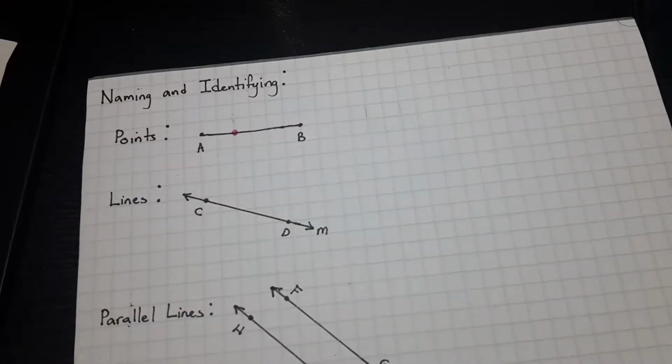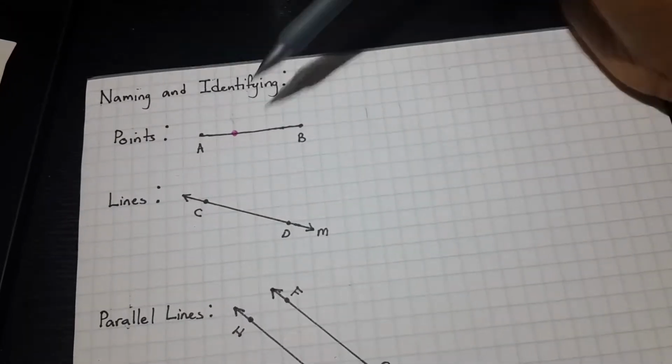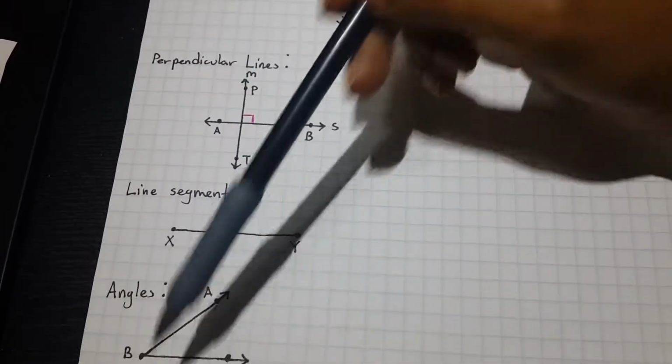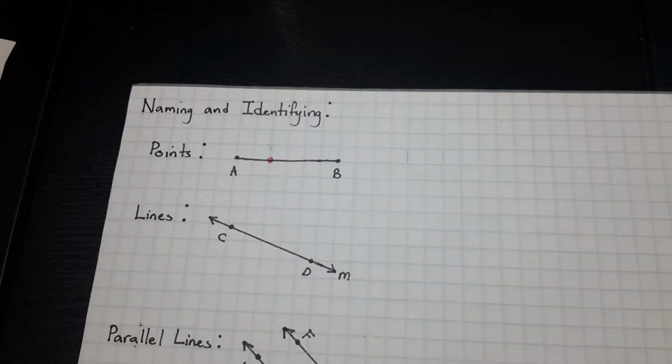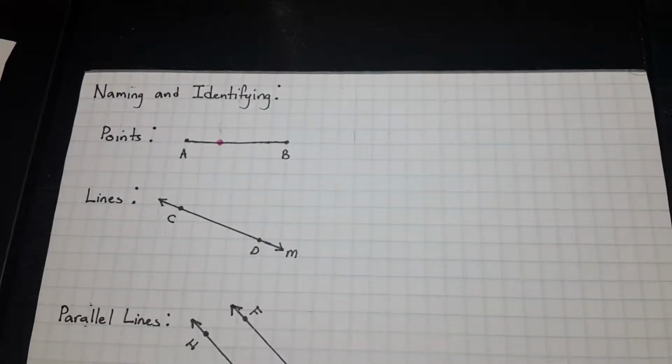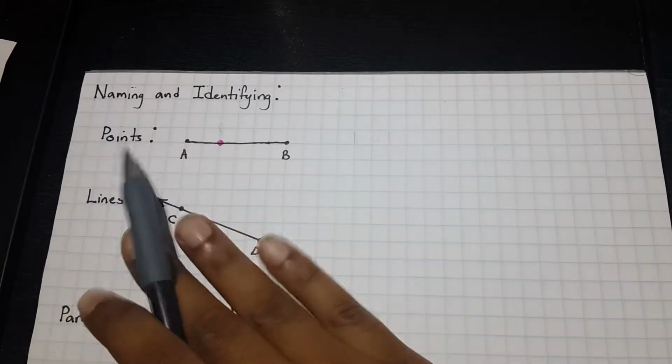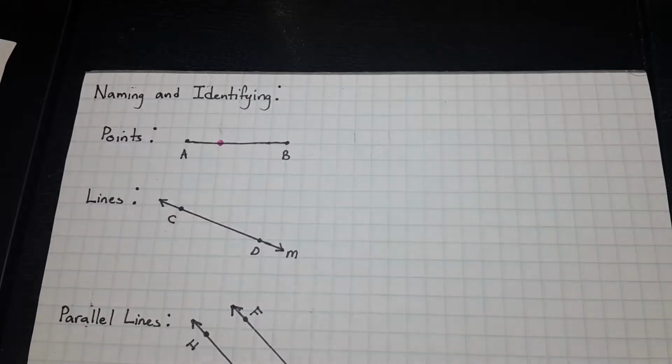Hey guys, so we're going to be going over naming and identifying points, lines, parallel lines, perpendicular lines, line segments, and angles. This is very useful when it comes to reading notation in geometry problems and also writing it as well. So let's start off with the most basic part when we have a point.